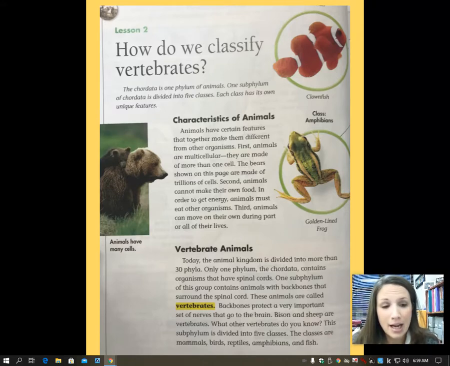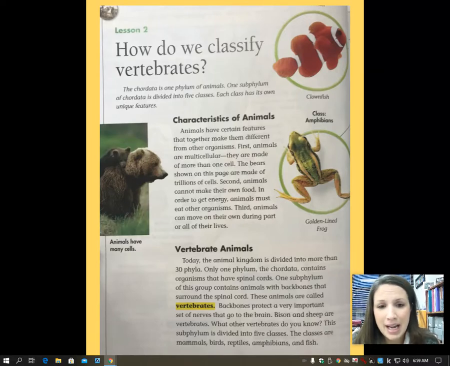Okay, so it says, how do we classify vertebrates? The chordata is one phylum of animals. One subphylum of chordata is divided into 5 classes. Each class has its own features. Characteristics of animals: animals have certain features that together make them different from other organisms. First, animals are multicellular. They are made of more than one cell. The bears shown on this page are made of trillions of cells.